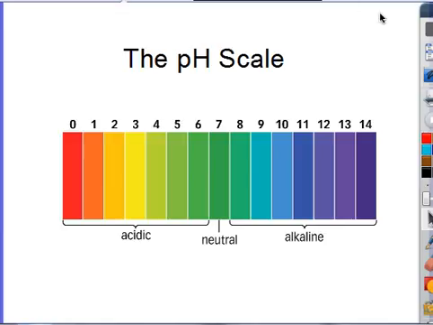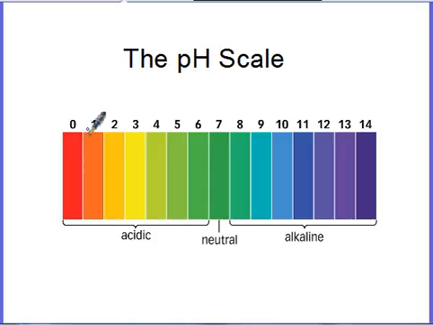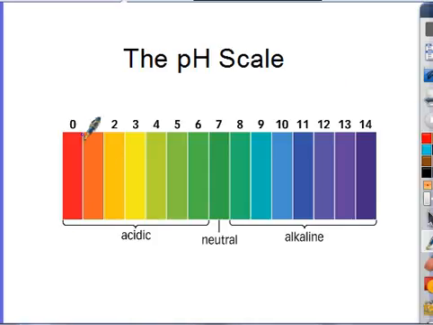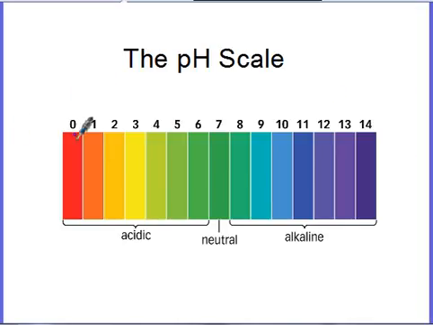Okay, so today we're going to look at an introduction to the pH scale. We've already worked with this a little bit in class, and we know that the pH scale is a scale from 1 to 14, or 0 in some cases, where below 7 is acid, above 7 is basic or alkaline, and 7 is neutral.